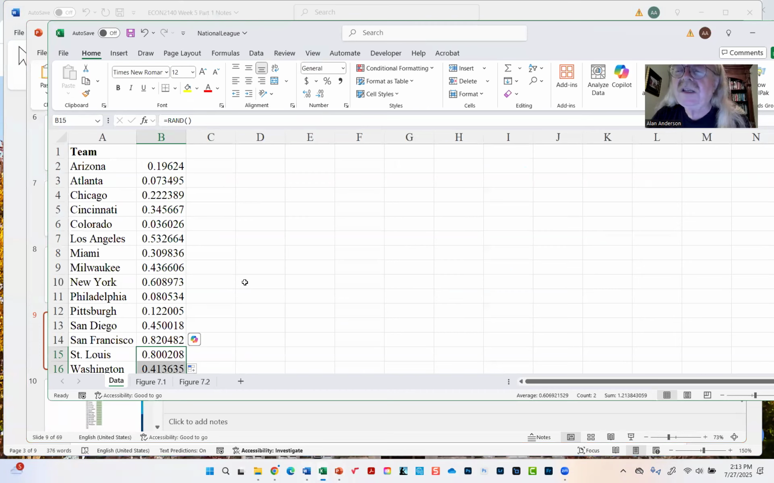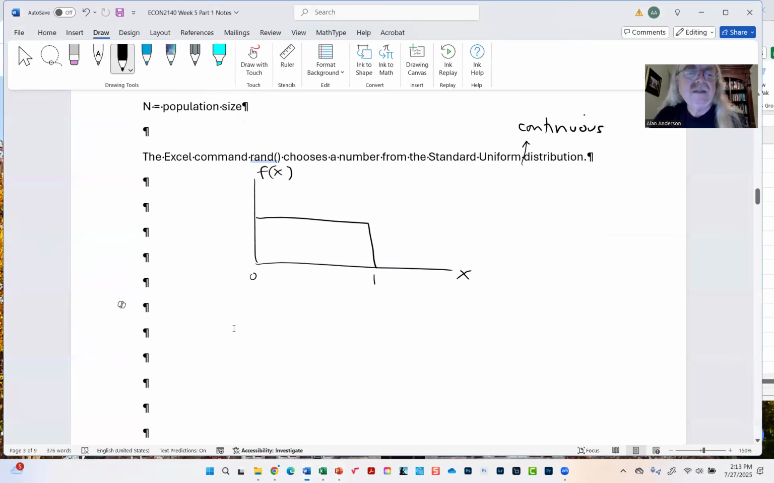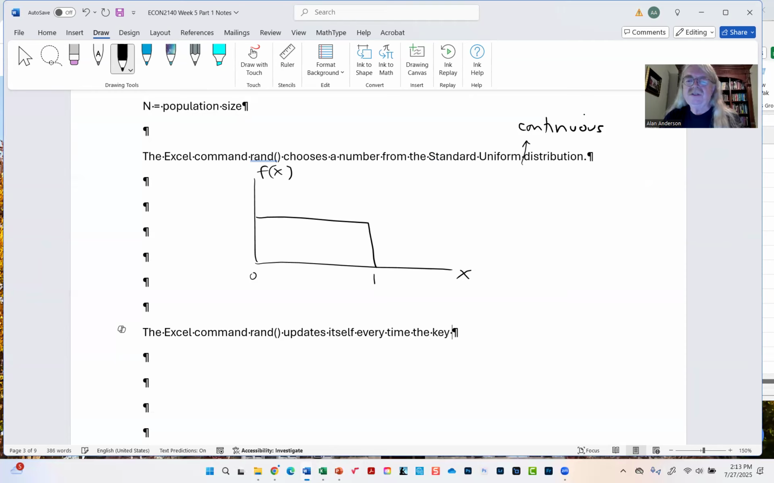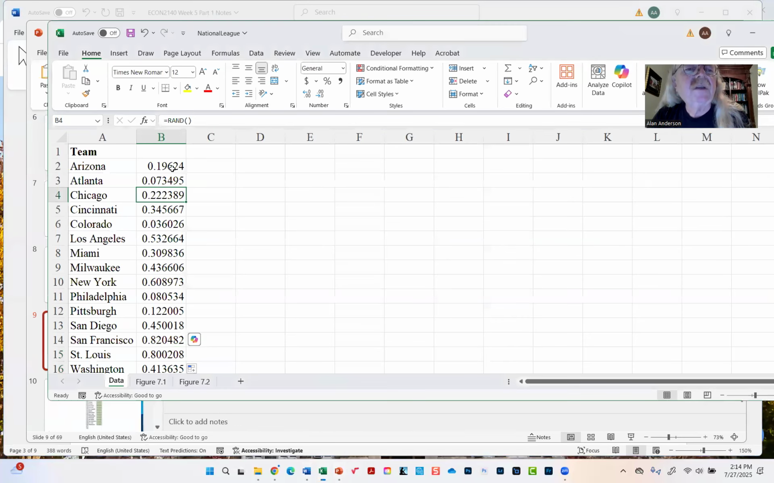Now, here's one of the quirky things about this, and I don't know why they designed it this way, but the Excel command RAND has one strange feature. It updates itself every time the keyboard is used. So in other words, every time you touch something on here, they change, and it's really annoying. So how do you get around that?